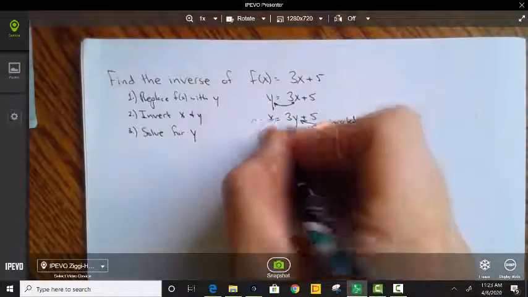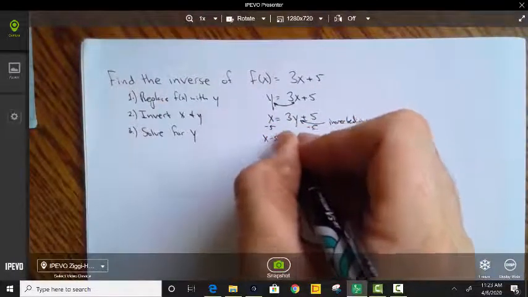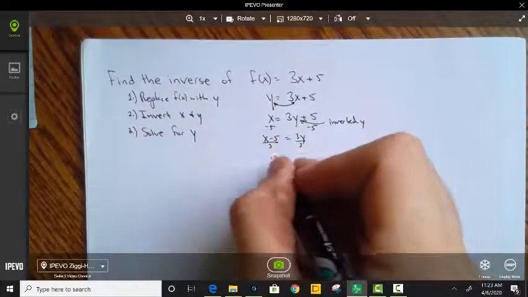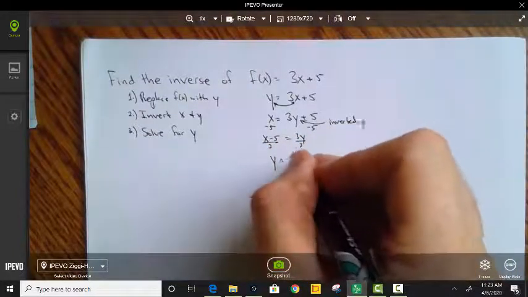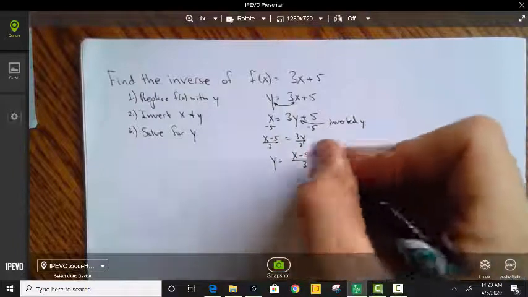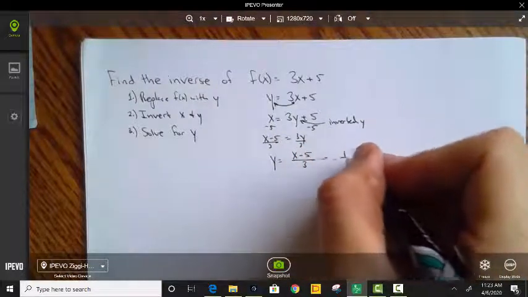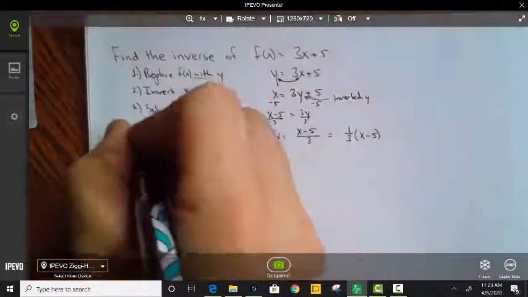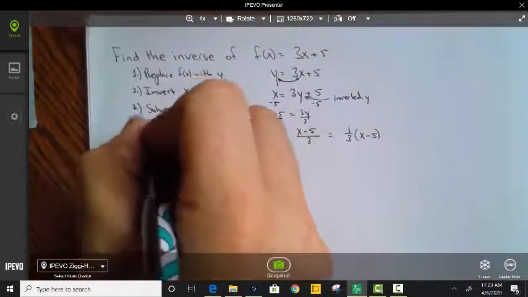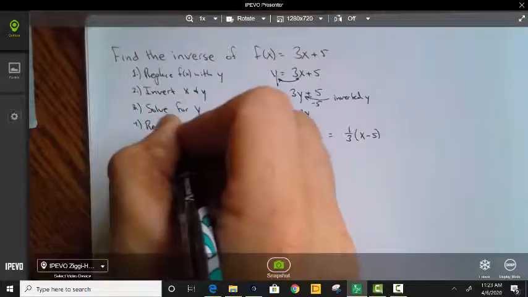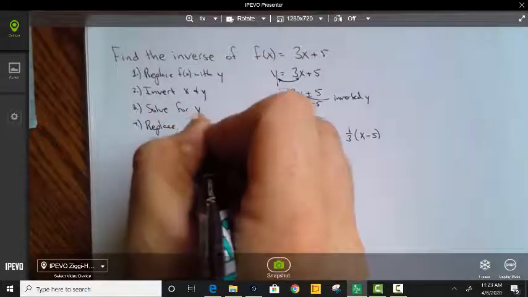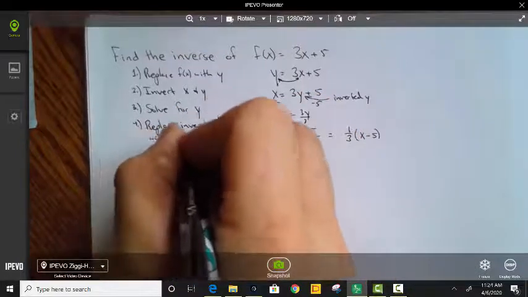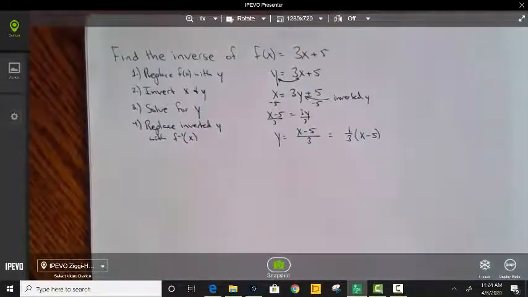So we're going to minus the 5 over, which is going to be x minus 5 equals 3y. Then we're going to divide by 3. So we get y equals x minus 5 all divided by 3, which could be written as 1/3 times x minus 5. And then replace the inverted y with the new inverse function notation.